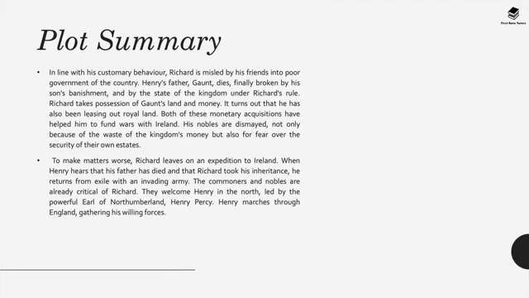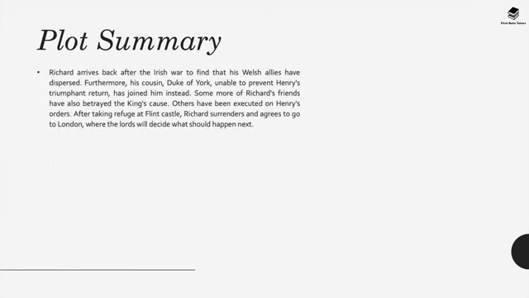When Henry hears that his father has died and that Richard took his inheritance, he returns from exile with an invading army. The commoners and nobles are already critical of Richard. They welcome Henry in the north, led by the powerful Earl of Northumberland, Henry Percy. Henry marches through England, gathering his willing forces. Richard arrives back after the Irish War to find that his Welsh allies have dispersed. Furthermore, his cousin, Duke of York, unable to prevent Henry's triumphant return, has joined him instead. Some more of Richard's friends have also betrayed the king's cause. Others have been executed on Henry's orders.